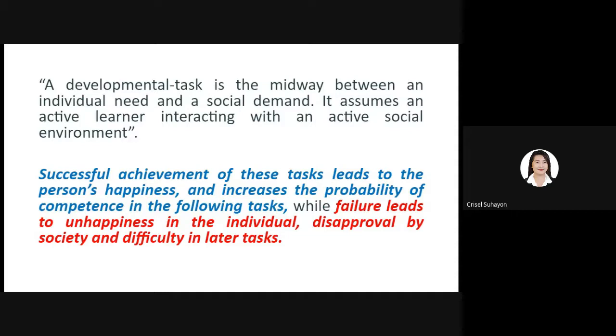Okay, so I will be presenting to you Havighurst's developmental tasks, and later on I will also be presenting Sanchok's developmental tasks. No? Let's try to differentiate and to understand, to explore what is the difference between these two developmental tasks in each stage.